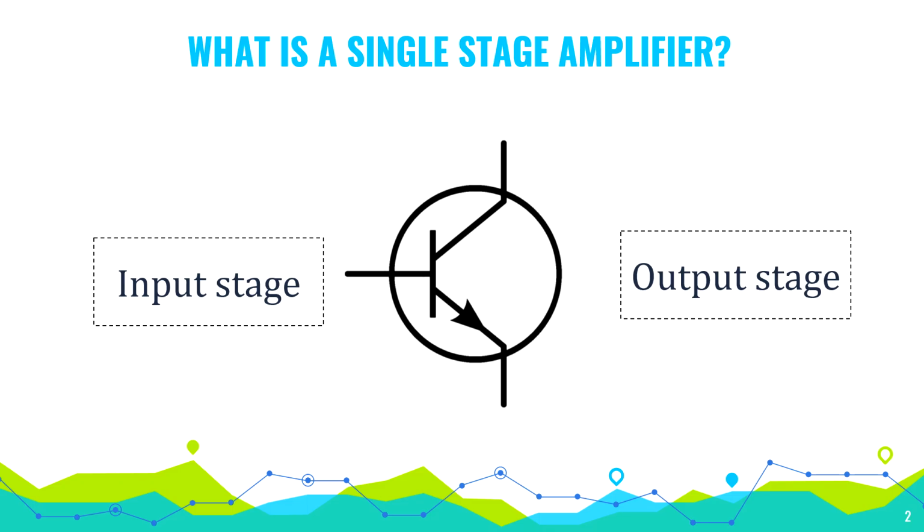The next question arises is, what is meant by single stage amplifier? A single stage amplifier uses only one transistor for amplification process. As the figure below shows, a NPN transistor has input stage at the base side and the output stage at the collector side, and only one transistor is present between the input stage and output stage. That is why it is called as a single stage of amplifier.